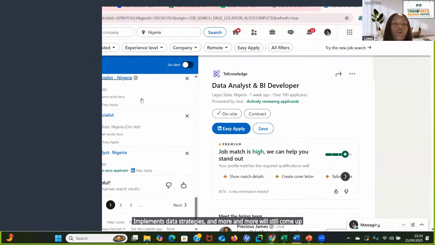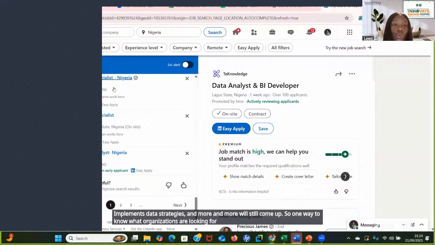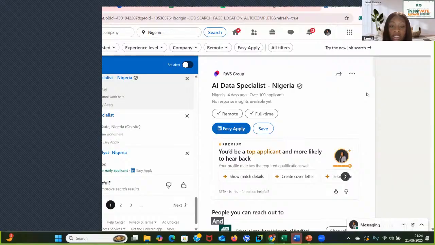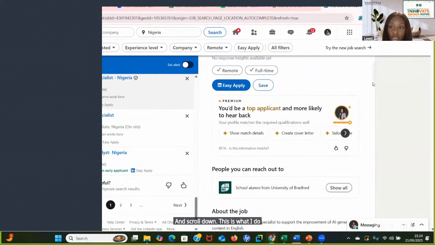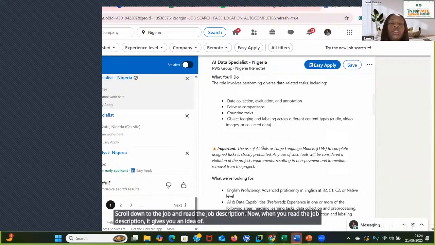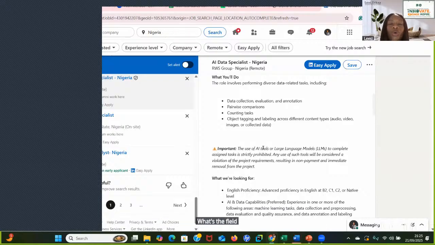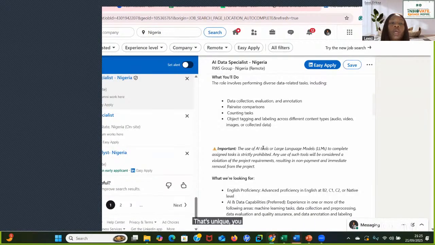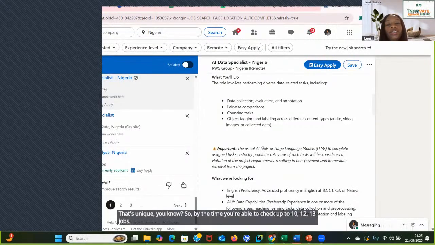So one way to know what organizations are looking for is to click on a particular job and scroll down. This is what I do that helps me. Scroll down to the job and read the job description. When you read the job description, it gives you an idea of what they are looking out for, and it can direct you on the kind of courses, certifications and skills that you need. By the time you check up to 10, 12, 13 jobs, you find that there's a pattern, there's a trend.